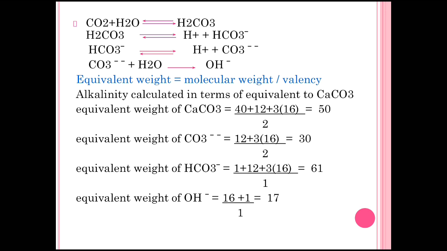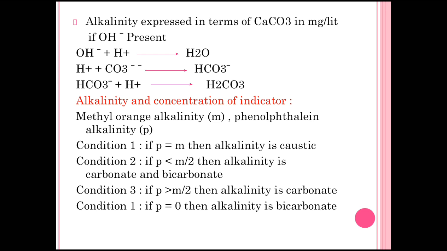We know that the valency of carbonate is 2, the atomic weight of carbon is 12, then 3 oxygens are present, so again 3 multiplied by 16, the atomic weight of oxygen, and the answer is 30. The equivalent weight of carbonate is 30, then the equivalent weight of bicarbonate is 61, and the equivalent weight of hydroxyl is 17. We know that the atomic weight of oxygen is 16, hydrogen is 1, and the valency of OH minus is 1, so the molecular weight of hydroxyl is 17. These are the methods to calculate the equivalent weight.